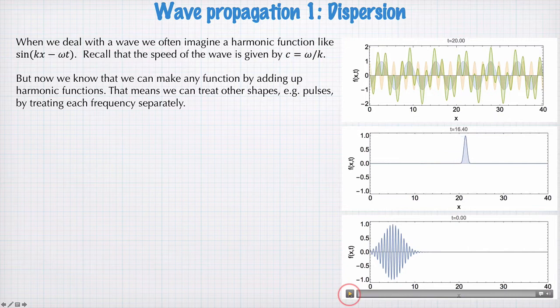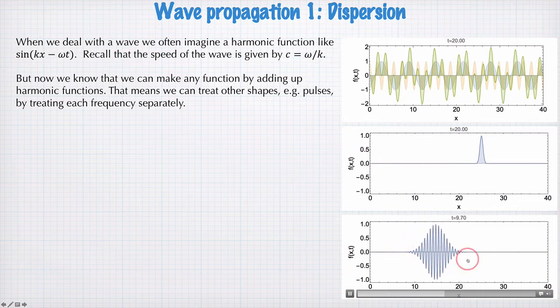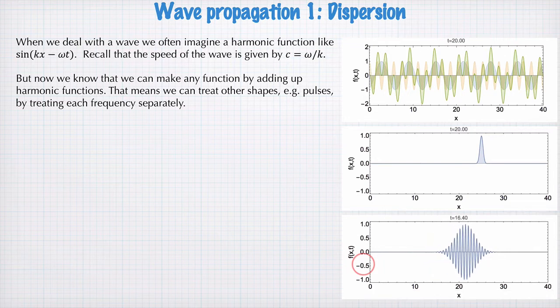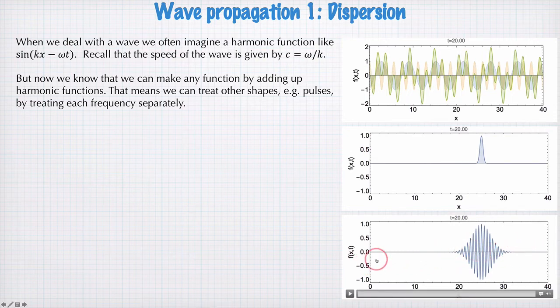A final example is a modulated Gaussian pulse. So that's a Gaussian pulse, it's got some sort of envelope that's multiplied by some sort of high frequency wave. And same argument, all the waves integrated together using a Fourier integral moving at the same speed gives us a pulse that does not change shape.